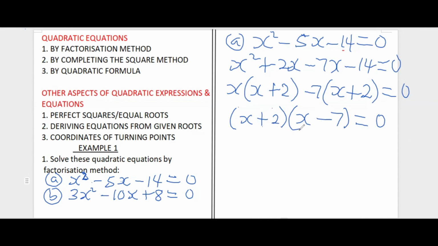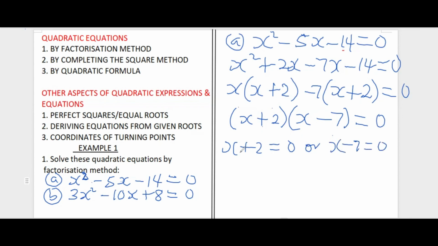If the product of two numbers gives 0, that means one of the numbers must have been 0, because you can't say 3 times 4 to get 0 unless one of the two numbers is 0. So since we don't know whether it is this one that is 0 or this one that is 0, we now say it's either x plus 2 that is equal to 0 or x minus 7 that is equal to 0.